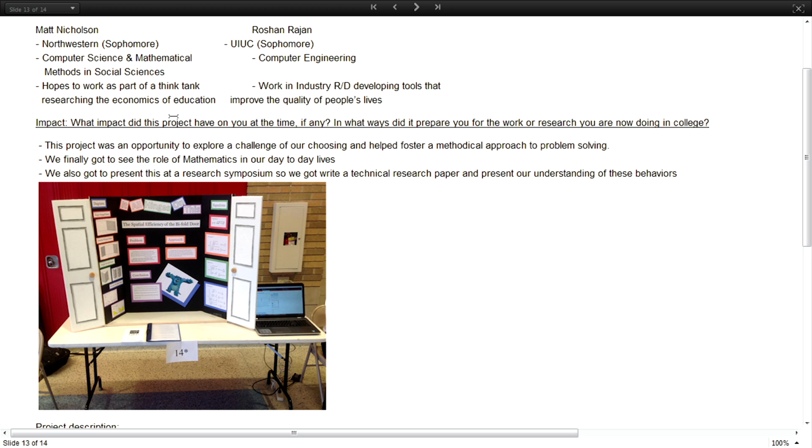We actually put a little bifold closet door in front of our presentation, if you can see it, it's kind of unclear, to make it a little more engaging. But that was the benefit. We got to go through the entire research process, but on a smaller scale.